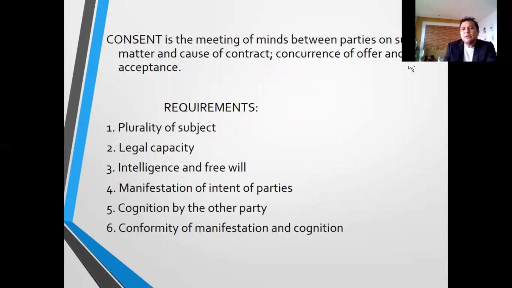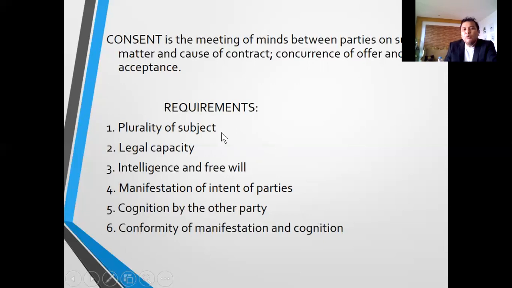So consent is the meeting of minds between parties on the subject matter or the object and cause of contract or the consideration of the contract. Here, there must be concurrence of offer and acceptance. So consent is also a term used when there is already an agreement between the parties in a contract. So what are the requisites for consent? There are 6, namely plurality of subject, legal capacity, intelligence and free will, manifestation of intent of the parties, admission by the other party, and conformity of manifestation and cognition.